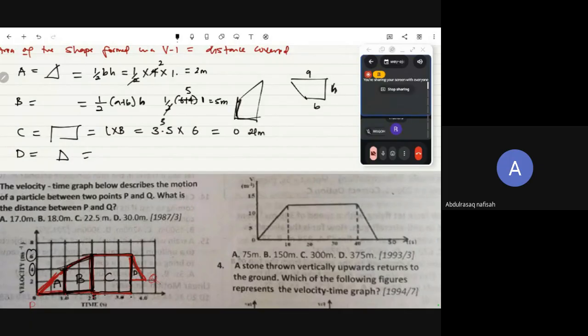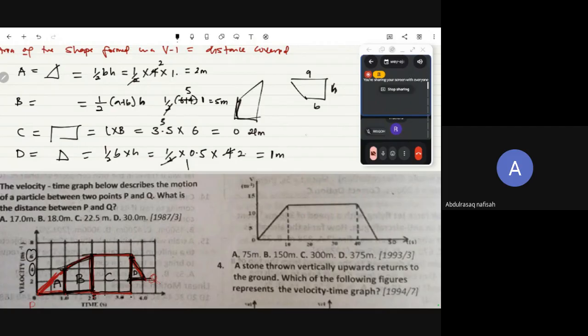And this last guy is a triangle. The area of a triangle is half base times height. The base is 0.5, and half times 0.5 times the height, which from 2 to 6 is 4. So half of 4 is 2, times 0.5, that's 1 meter.